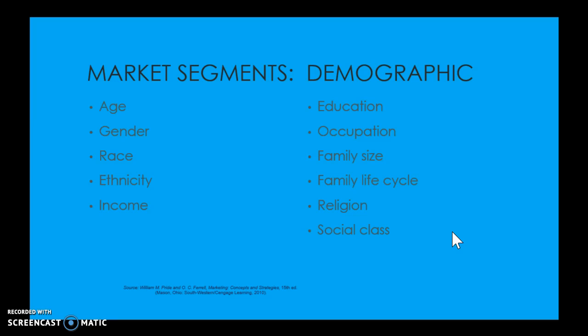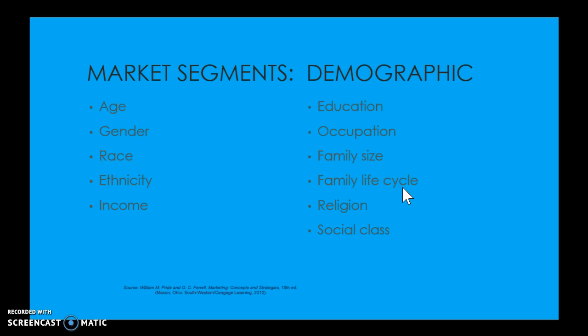You can segment within a market based on race, ethnicity, income, education, occupation, family size, family life cycle. Let me explain family life cycle. That's basically where is a person at in terms of, are they married? Are they newly married? Are they just starting their family? Do they have children or not have children? Are they an empty nester?